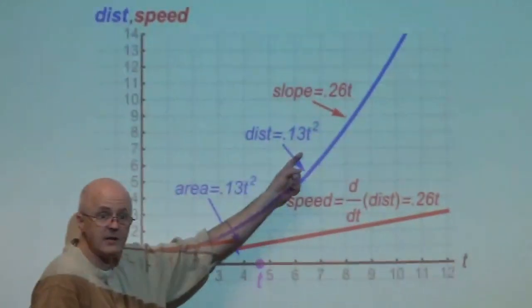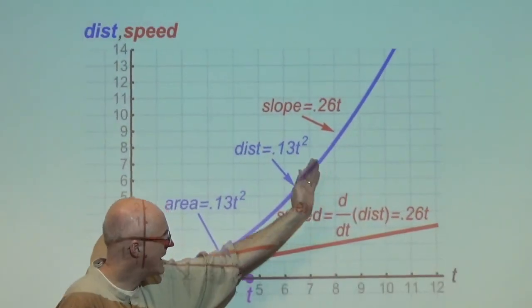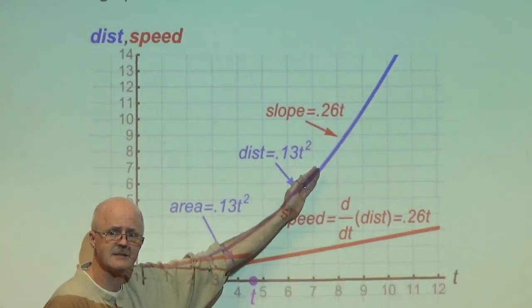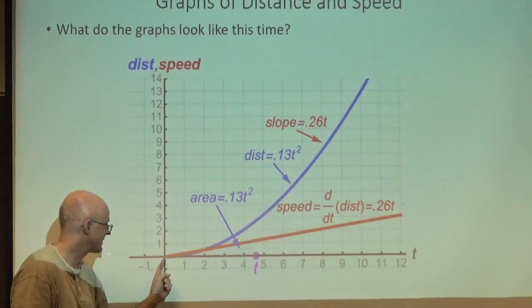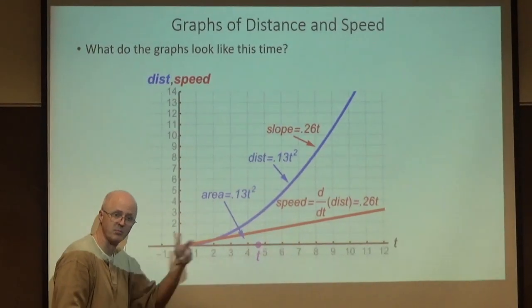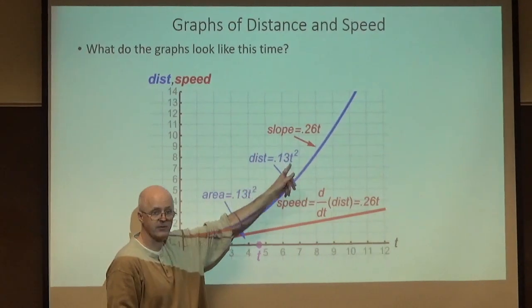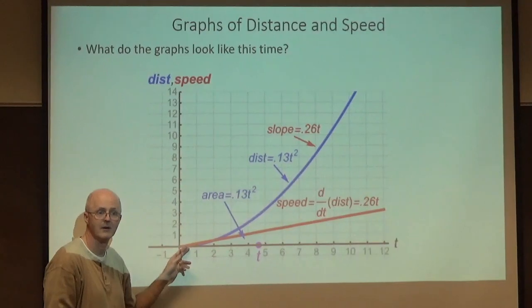And that's an antiderivative of 0.26 t. You differentiate the distance to get the speed, you integrate the speed to get the distance. Though since I'm starting at time 0, I want the blue graph to go through the origin, so I don't put a plus c. I just do 0.13 t squared, because when t is 0, then the distance traveled will be 0.